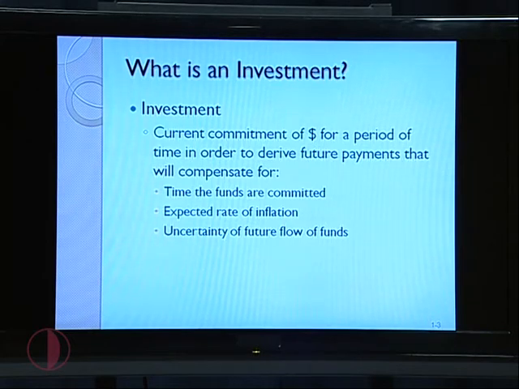In order to derive future payment that will compensate, we need to focus on 3 points: the time the funds are committed, the expected rate of inflation, and the uncertainty of the future flow of funds. For that, when we are talking about investment, by investing, saving money now instead of spending it, an individual can trade off present consumption for a larger future consumption.